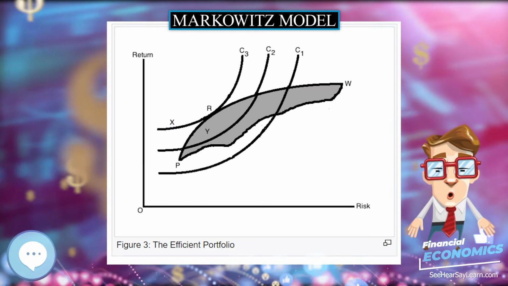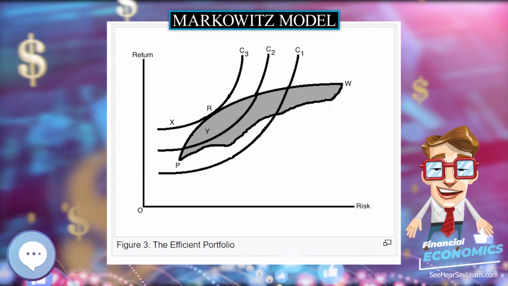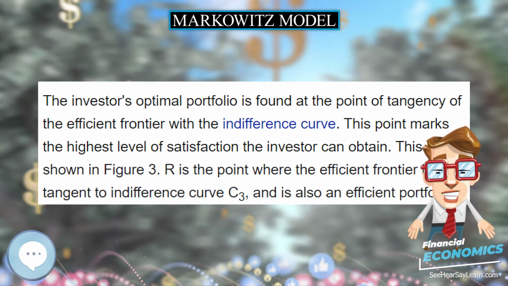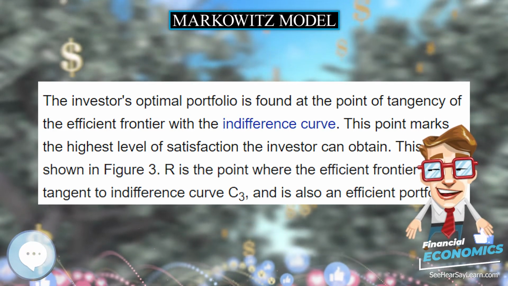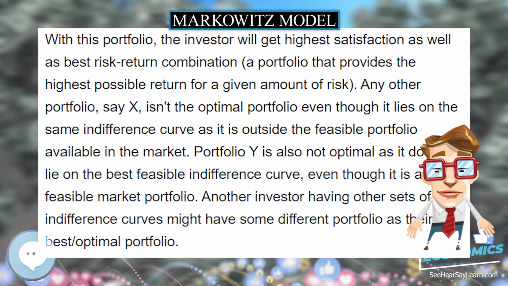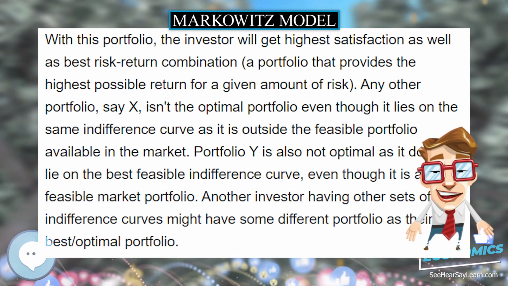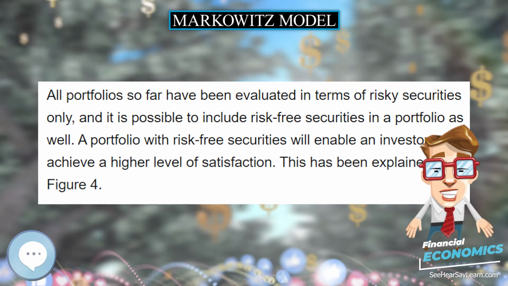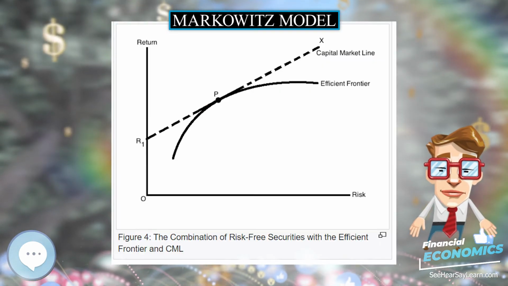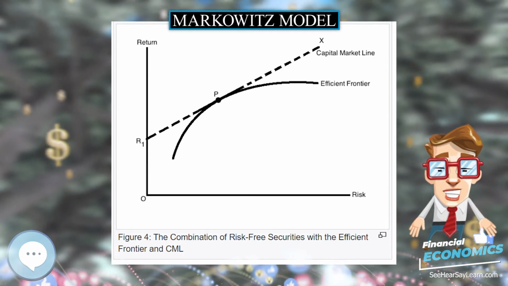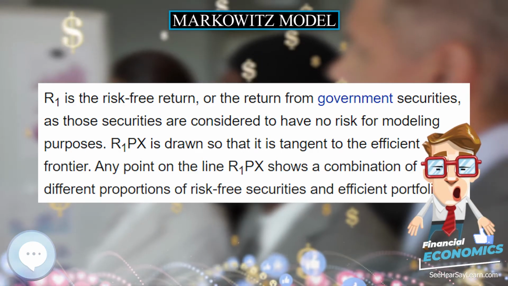Any other portfolio, say X, isn't the optimal portfolio even though it lies on the same indifference curve, as it is outside the feasible portfolio available in the market. Portfolio Y is also not optimal as it does not lie on the best feasible indifference curve, even though it is a feasible market portfolio. Another investor having other sets of indifference curves might have some different portfolio as their best/optimal portfolio.